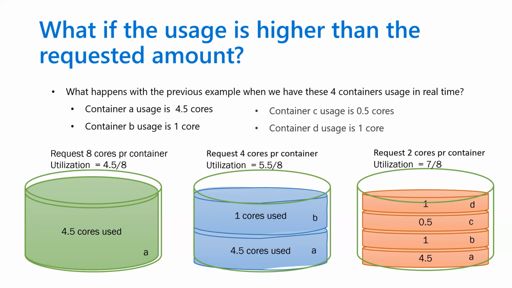So we can see that 7 is below 8, so all the services will work well. And also, while container A requested only 2 cores but is using 4.5, as long as the total is below the limit and not all the containers peak at the same time, the node would be able to provide enough resources for the 4 containers to work together.